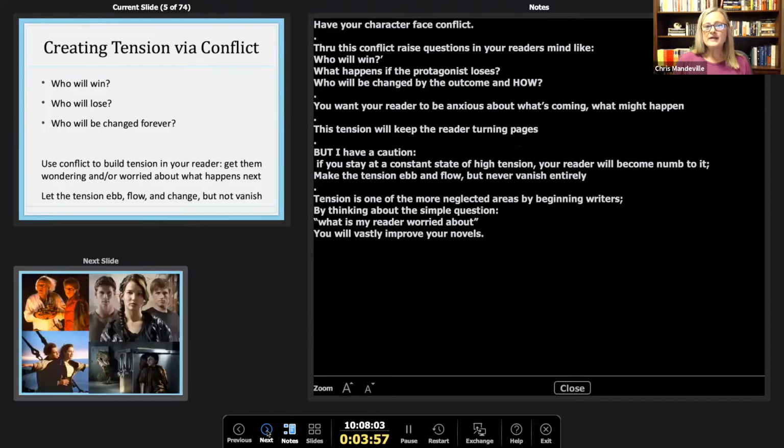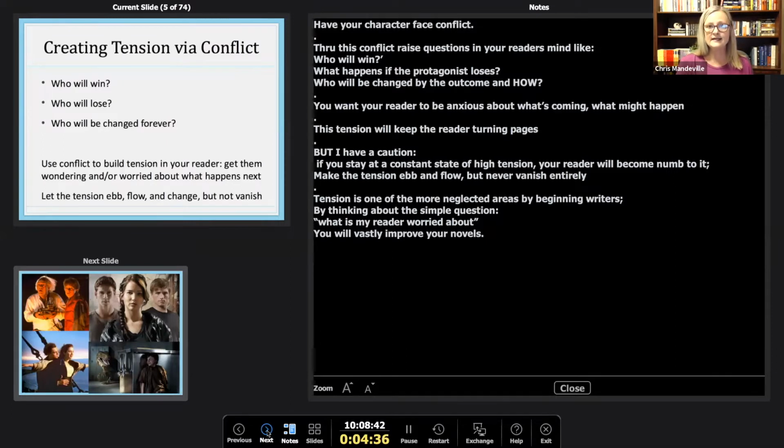So when you create tension in your book, you want to do this so that the reader is engaged and keeps turning pages. And you create tension by having your character face conflict. Through this conflict, you will raise questions in your readers' minds like, who's going to win this encounter? What happens if the protagonist loses? Who is going to be changed by the outcome of this conflict and how? And I'm talking about not just the overall conflict of the book, but every scene should have conflict of some sort.